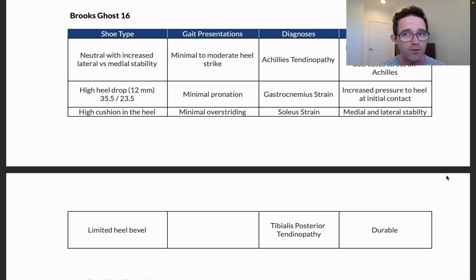Some patients might benefit from a really high heel drop, depending on their diagnosis and their gait presentation, and weighing the pros and cons, but it's an important thing to look at. And it's a high cushion shoe in the heel. It has a lot of cushion in the heel. The idea is to help absorb that impact through the heel.